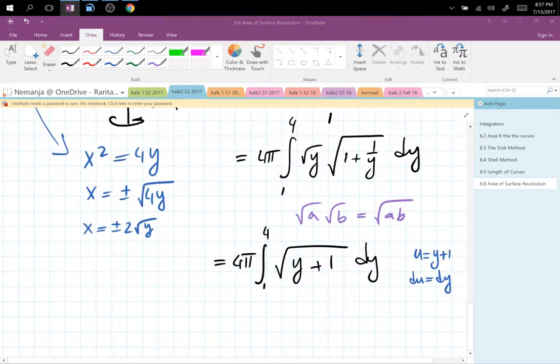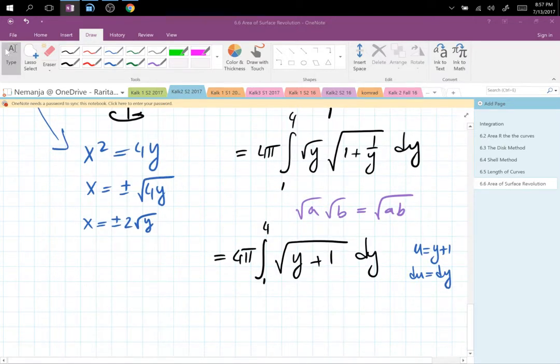And problem done. We will be changing limits again because as soon as you have to use u sub, limits must change immediately. That's a given. So we have our u, du equals dy. The limit of 1 becomes 2, and the limit of 4 becomes 5.